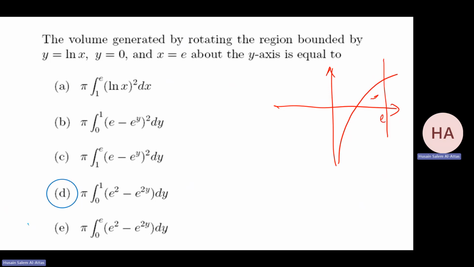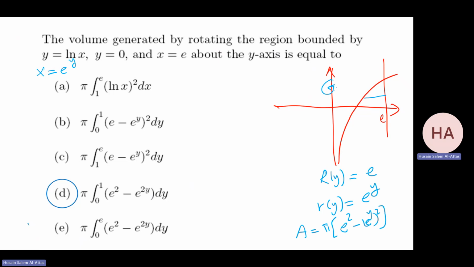So I'm talking about this region, about the y-axis. So this is my line, perpendicular to the axis of revolution. This is my axis of revolution. So I need everything in terms of y. So I have x equals e to the power y. So the outer radius will be e, and the inner radius will be e to the power y. And the area will be pi times (e squared minus e to the y) squared.